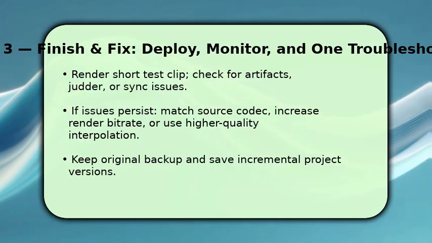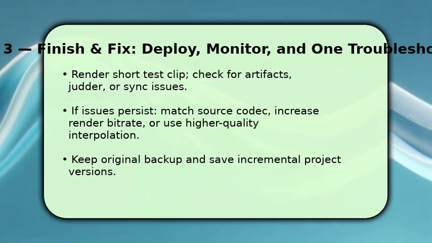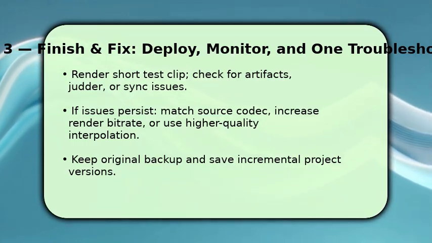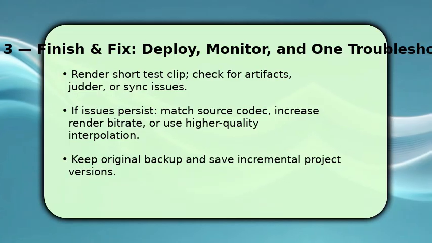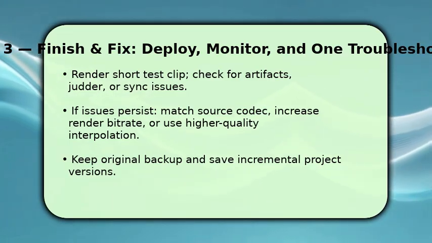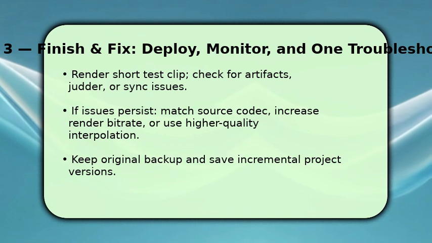If issues persist, make sure project codec matches source, raise render bitrate, or switch to a higher quality interpolation method that usually removes ghosting or stutter. If audio shifted, detach and realign or re-export audio separately. Finally, save incremental project versions and keep the original backup so you can revert quickly.